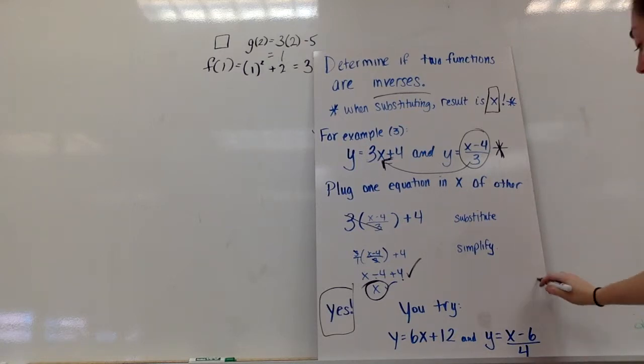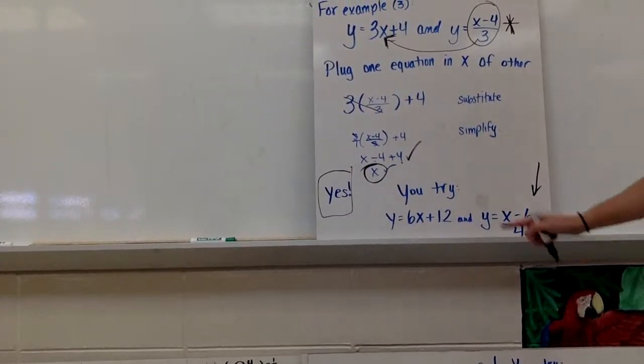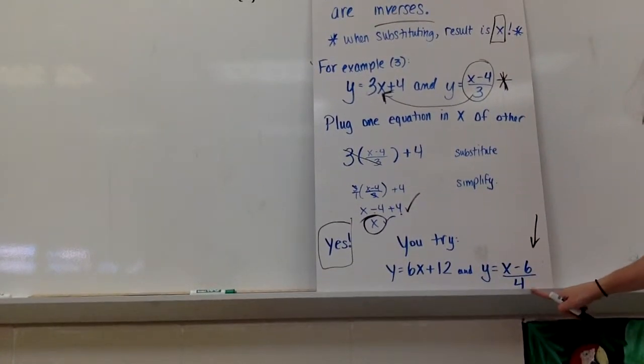So I have a problem for you to try, and that's it. Okay, we have y equals 6x plus 12. And y equals x minus 6 divided by 4. All right, see how you do?